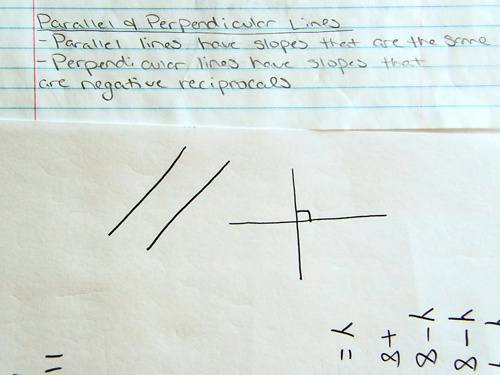Perpendicular lines have slopes that are negative reciprocals. Okay? What that means is you can flip it and you change the sign. That's a negative reciprocal. Okay? Parallel lines have slopes that are the same. Perpendicular lines have slopes that are negative reciprocals.